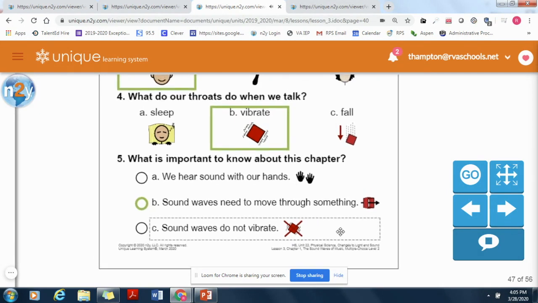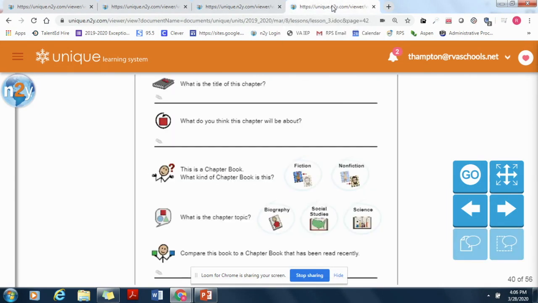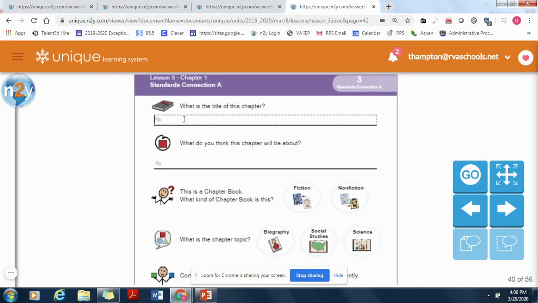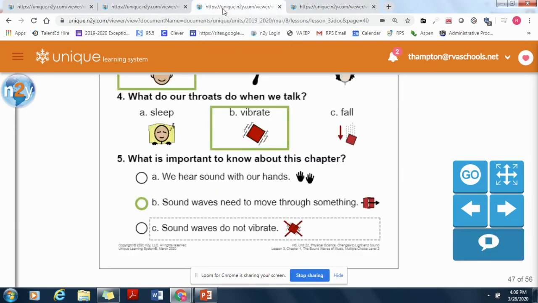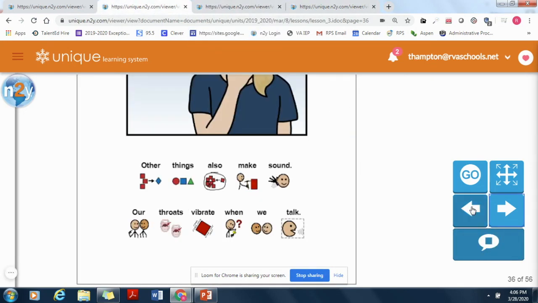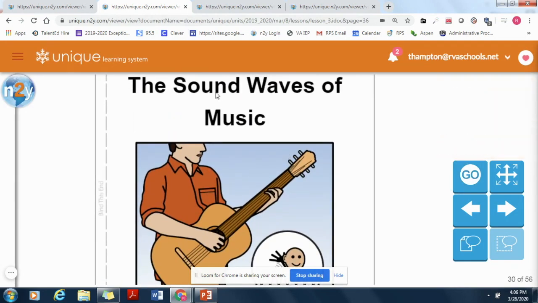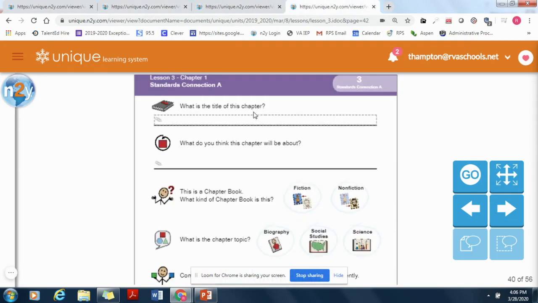Very good. All right. So let's just look at one last thing that I promised we would go through. What is the title of our chapter? So we've got to go all the way back to our book. We're going to go back. We'll take a shortcut here. The Sound Waves of Music. See, we just took a shortcut. All right.